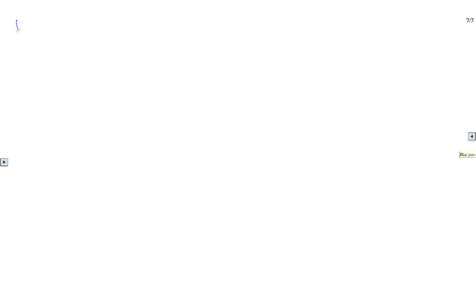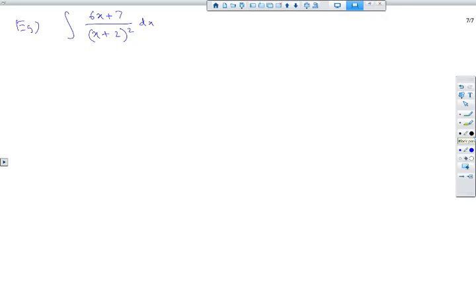So how about this problem? We're going to do the integral of 6x plus 7 over x plus 2 squared dx. We talked about before what's going to happen if you have a repeated factor. So what are the repeated factors?